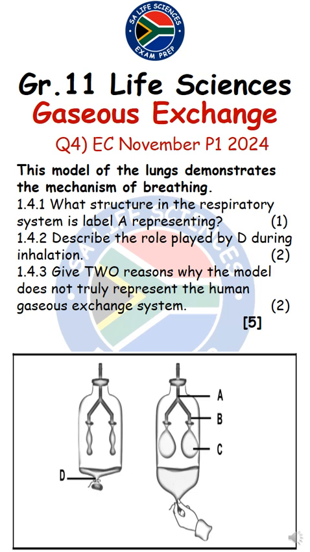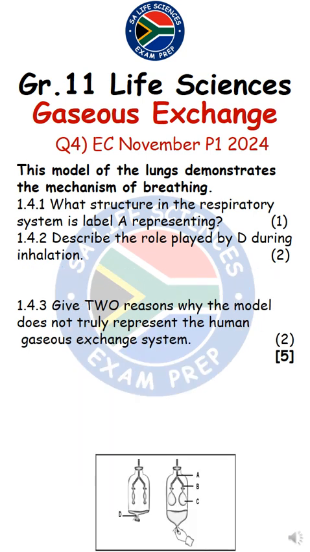I'd like you to pause the video, and after you've gone through the questions, we can then go through the answers. Question 1.4.1 asks, what structure in the respiratory system is label A representing? Label A is representing the trachea. 1 mark.